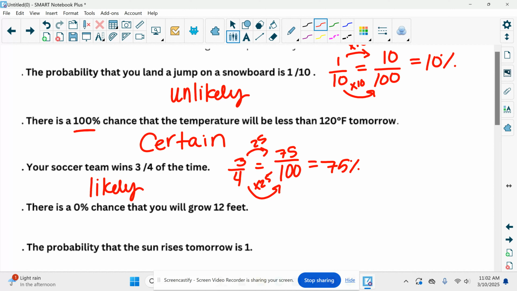There's a 0% chance you'll grow to be 12 feet tall. Impossible. If it's 0%, it's impossible.